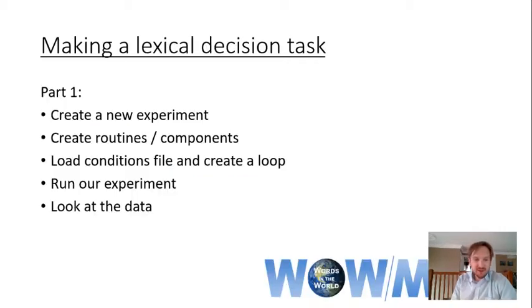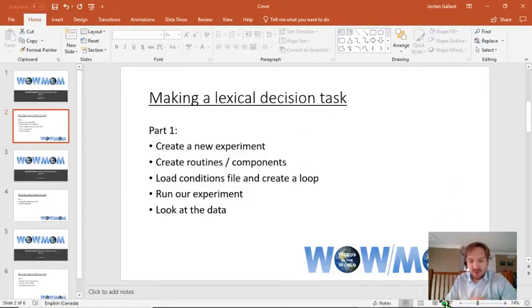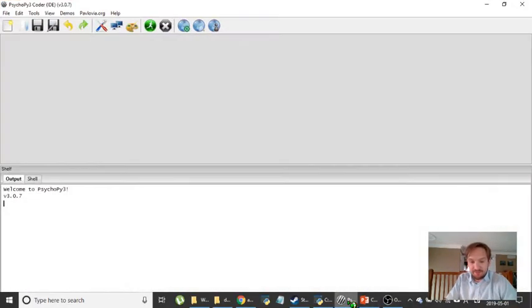All right, so let's have a look at what we're going to cover in part 1. We'll start out by creating an experiment. Then we want to create the routines and components that are necessary for a lexical decision task. We're then going to load in our condition file, which will include our stimuli. And then we're going to try running the experiment. And hopefully, if everything works, we'll have some data to look at the end. All right, so let's jump over into PsychoPy3.